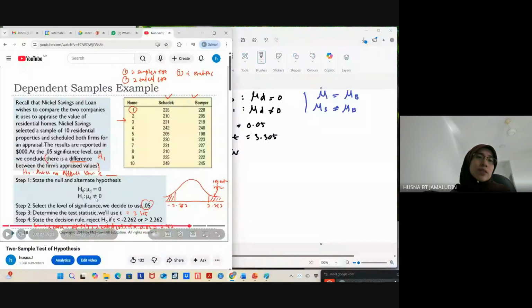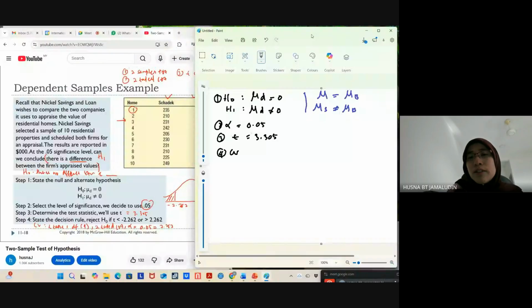This is two tails, right? So the same steps. Okay, so let's assume that you know. Just now I already mentioned how to find the CV, right? So let's assume that you found the CV equals 2.262.